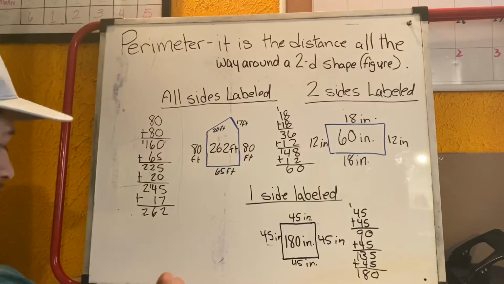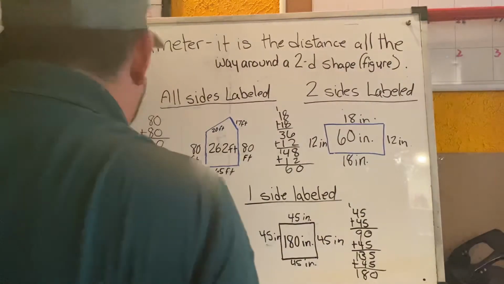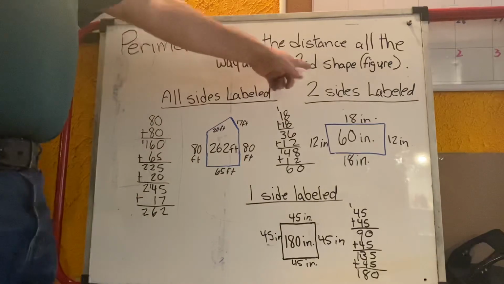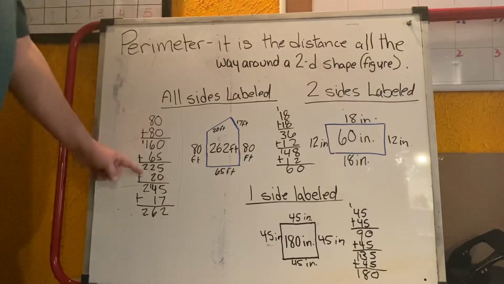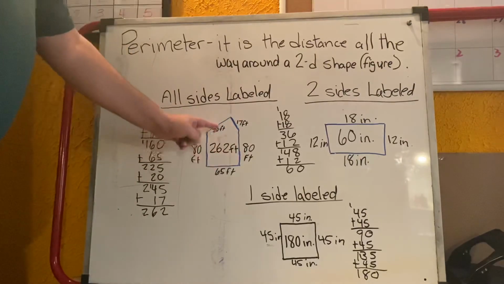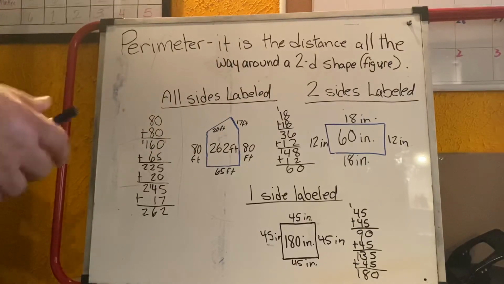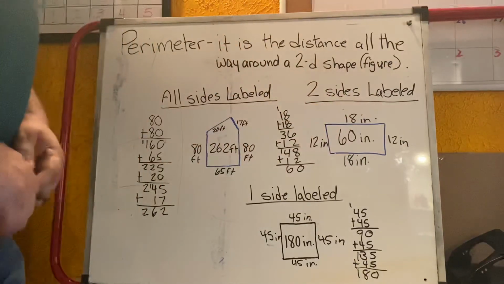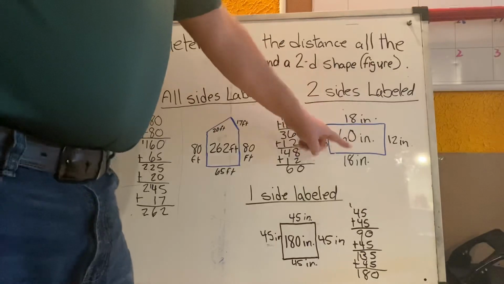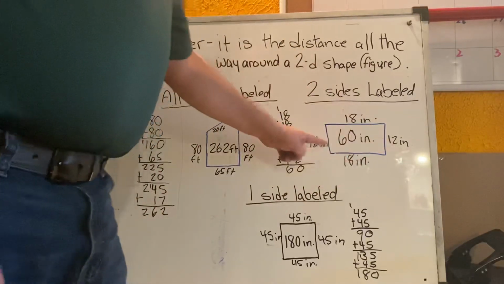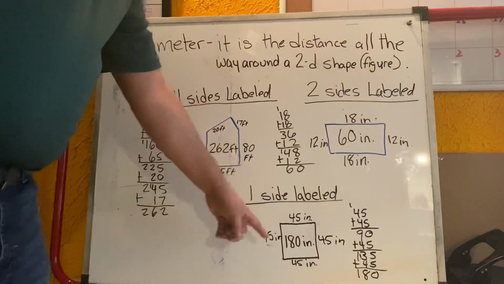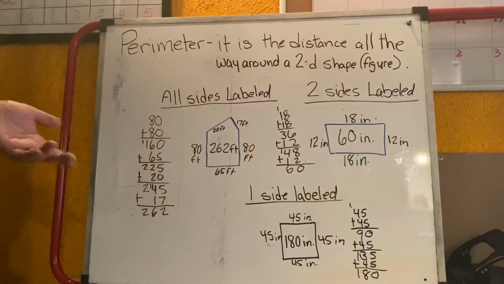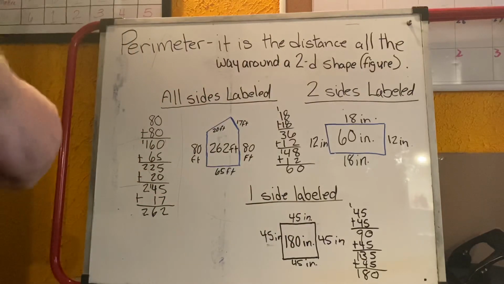So, those are three ways we can figure out the perimeter. Again, the perimeter is the distance all the way around a 2D shape or figure. You're just putting everything together. That's all I did. When you put everything together, you add it together. With two sides, remember, rectangles are congruent on each side, so what it is on one side, it's the same on the other. Now a square, whenever one side is labeled, whatever that one side is, it's going to be the same all the way around because the square is congruent on all sides. It's the same on all sides.